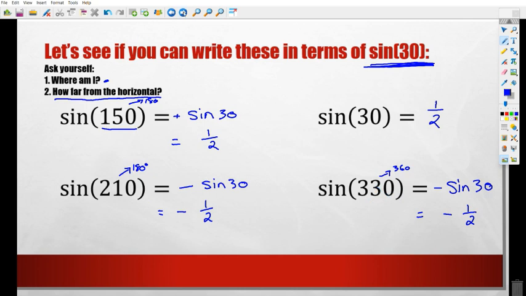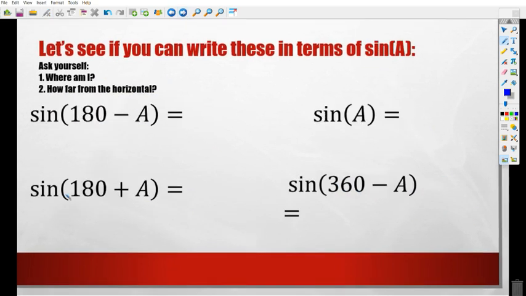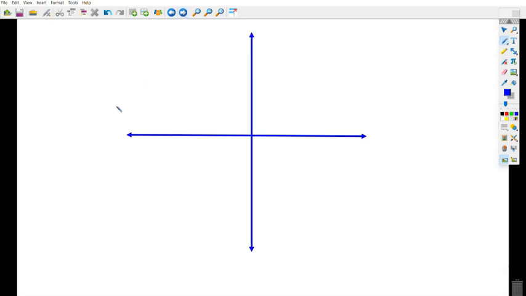So now let's see how we can incorporate that into letters. If I give you letters, and I tell you, I am your examiner, and I tell you that sine of A is, let's say, 4/5. They can give you any value. I'm telling you it's 4/5. Now, if I'm telling you sine of 180 minus A, let's visualize this. Firstly, let's go to 180.